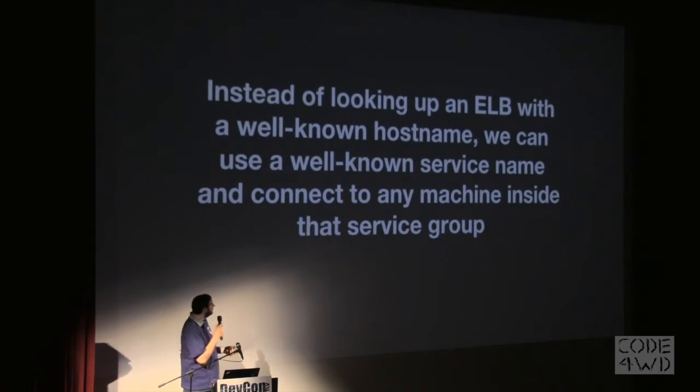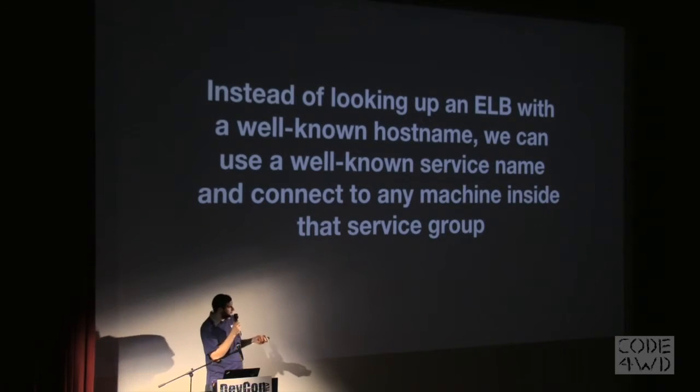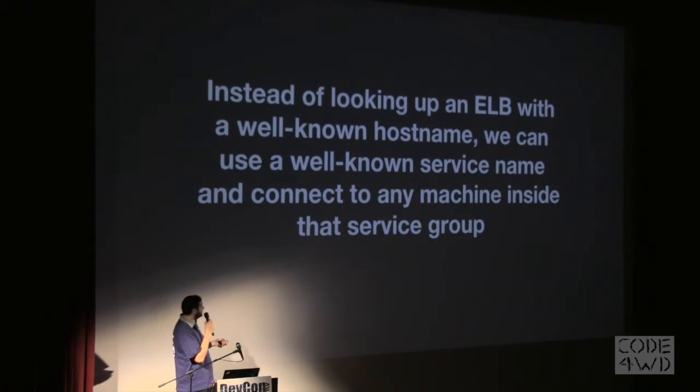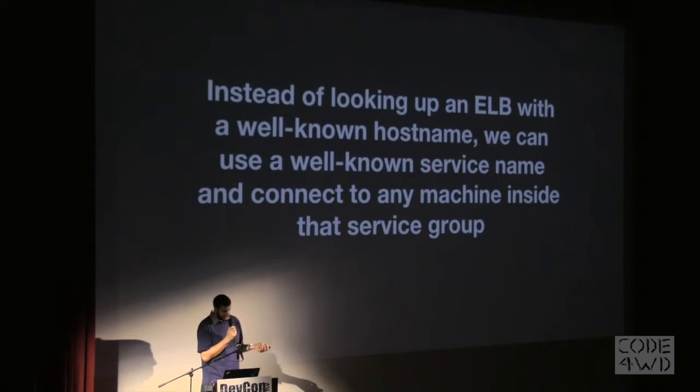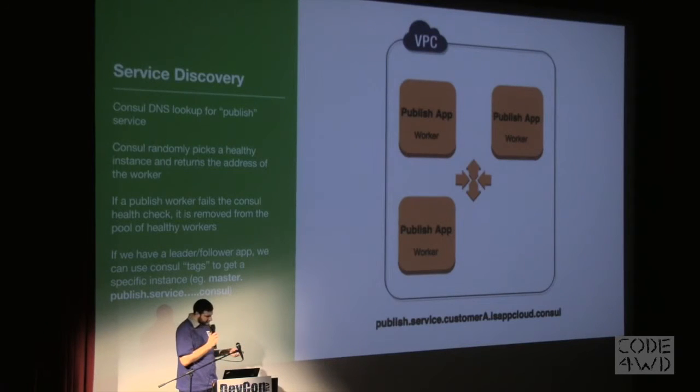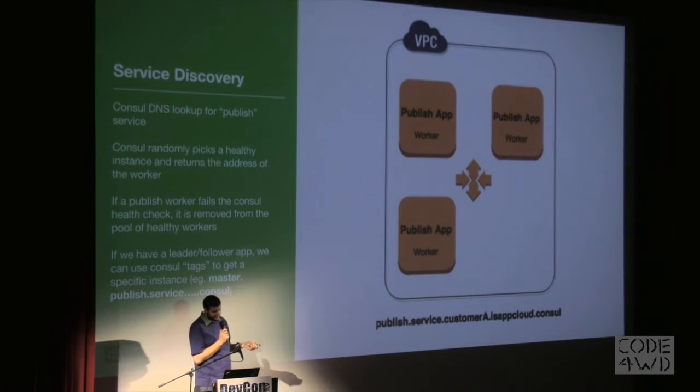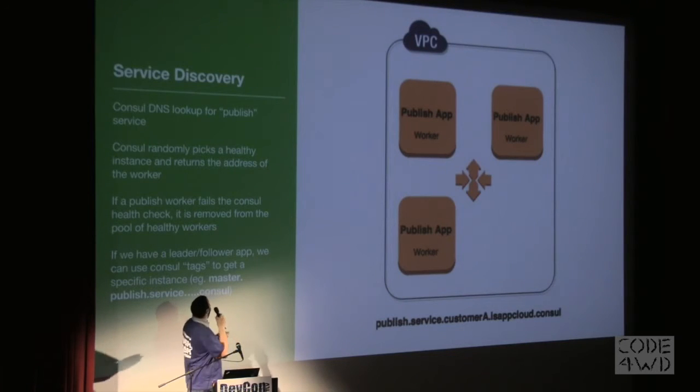I'm up. OK, so instead of having an ELB with this well-known host name, we can now use service discovery. All we need to know is the service name that we want to talk to, and Console is going to give us some machine inside the service group. So how does a service discovery request for the published microservice happen with Console?